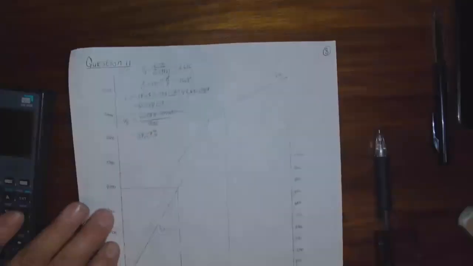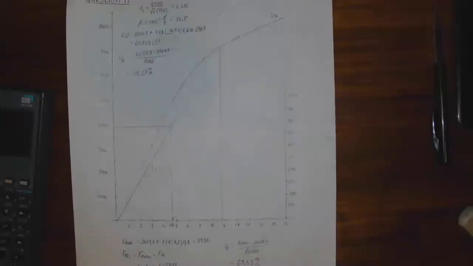Then the next one is number 11. Basically the same. All of them are the same, and if you can do one, you can do them all.